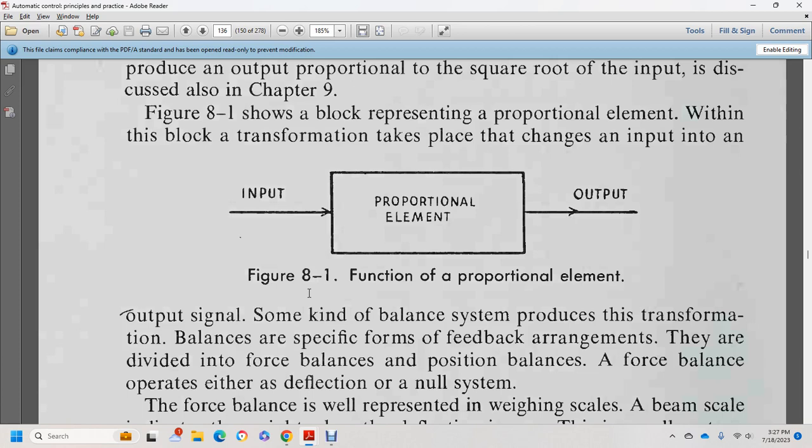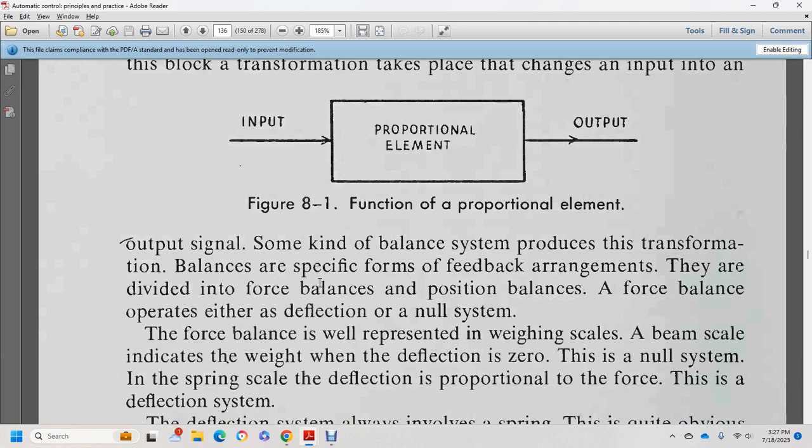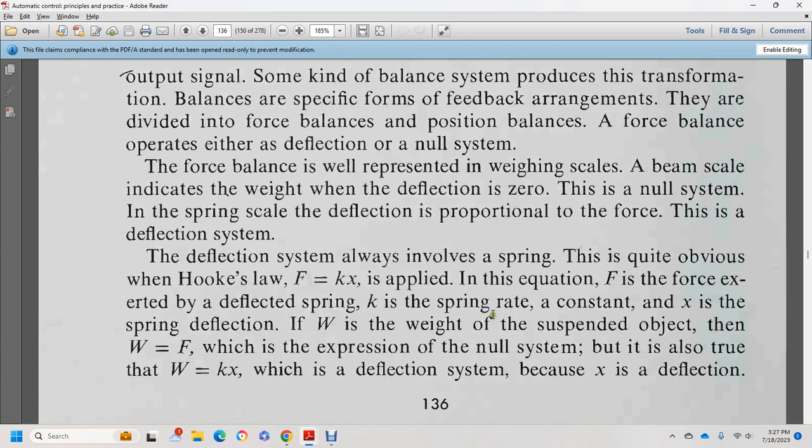The force balance operates as either a deflection or a null system. Force balance is represented in the weighing scale, the beam scale with the indicator, where the weight balances with zero deflection, which is the null system, and then the spring scale. The deflection is proportional to the force. The deflection system also involves the spring, quite obviously Hooke's law: the force is equal to k times x, which is the force exerted by the deflected spring, equal to the spring rate constant k times x, the spring deflection.